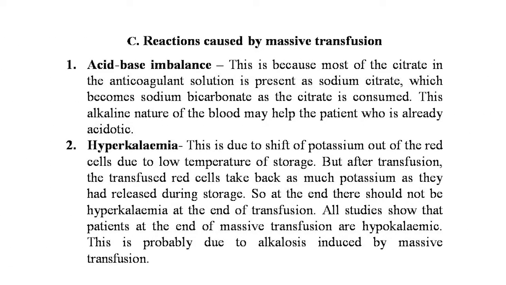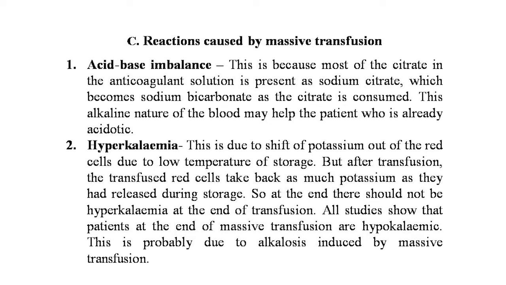Now the third group is the reaction caused by massive transfusion. Among these, the first is acid-base imbalance, which is reasonably expected in massive transfusion. Extensive transfusion usually results in significant metabolic alkalosis. This is because most of the citrate in the anticoagulant solution is present as sodium citrate, which becomes sodium bicarbonate as the citrate is consumed. This alkaline nature of the blood may help a patient who is already acidotic.